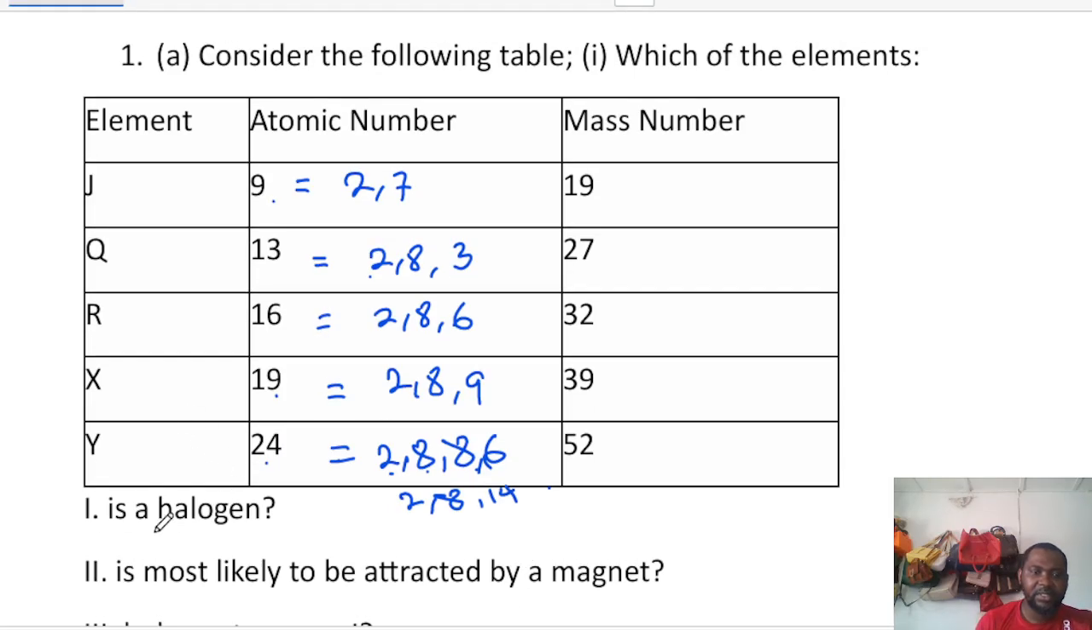The first one says, which one is a halogen? A halogen is a group 7 element. So I look for the one whose valence electrons end with 7, which is J. So the answer is J, because J has 7 valence electrons. Valence electrons simply means the electrons in the outermost shell of an atom.